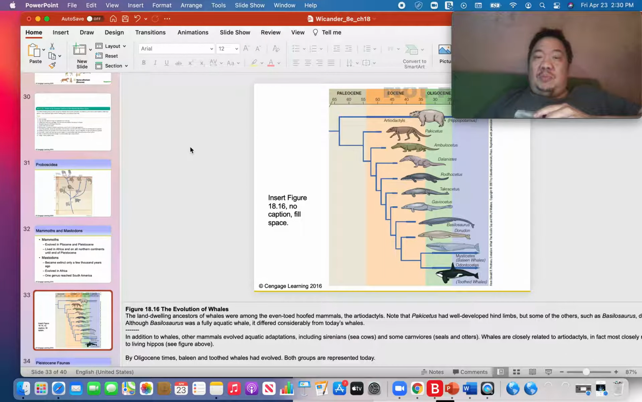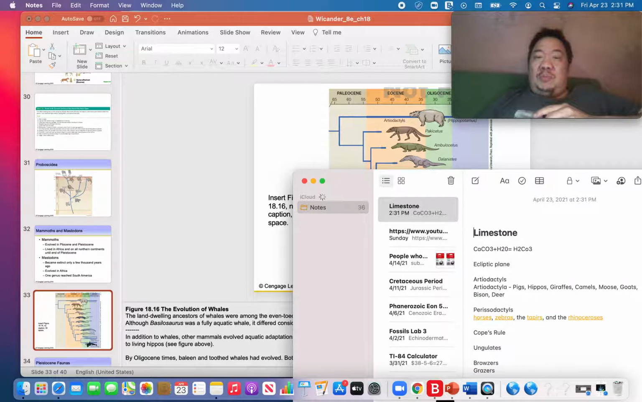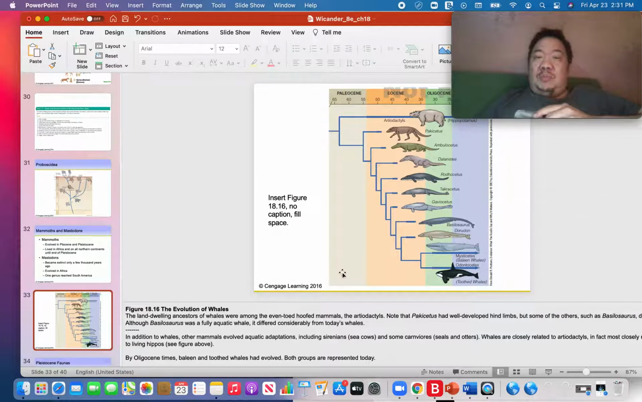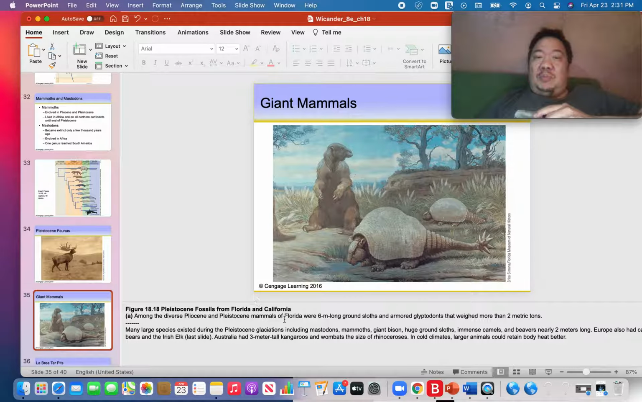Another type of order that you need to know about are whales. And whales and dolphins and porpoises are called cetaceans. A cetacean is a whale, a dolphin, or a porpoise. Cetaceans. Look how huge these mammals became during the Pleistocene.